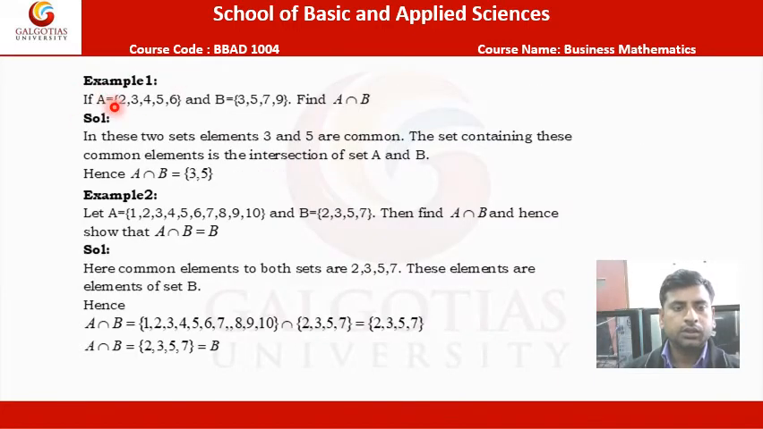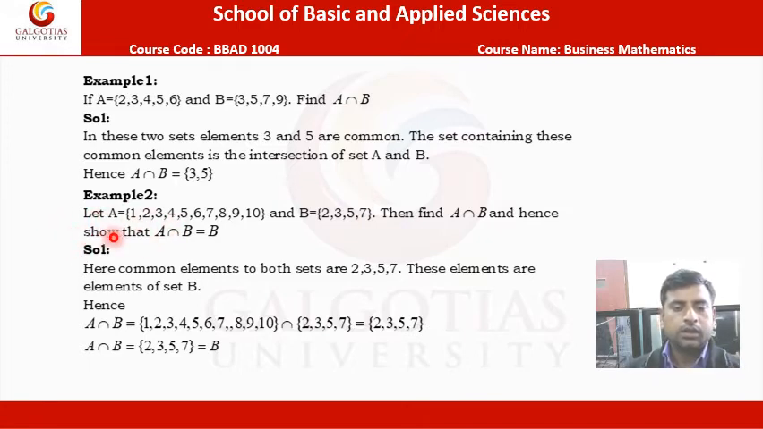Here is the example. If set A contains the elements 2, 3, 4, 5, 6 and set B contains the elements 3, 5, 7 and 9, then you have to find out A intersection B. So in these two sets, elements 3 and 5 are common. So the set containing these common elements is the intersection of sets A and B. That is, the set containing elements 3 and 5 will be the intersection of A and B.